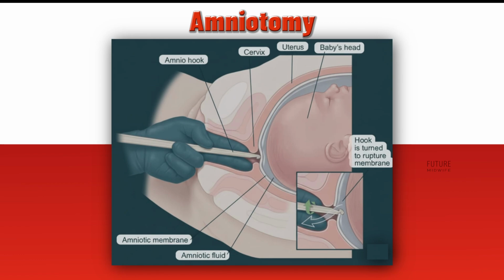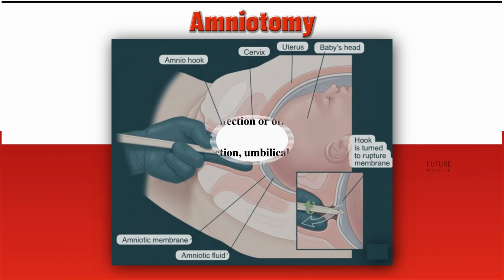This rupture releases the amniotic fluid, which increases prostaglandin in the uterus and can stimulate contraction or enhance existing contraction. After rupture, the fluid flow is monitored. The baby's heart rate and uterine contraction are closely observed to ensure well-being and effective labor progress. Amniotomy can be done alone or combined with oxytocin infusion to induce or augment the labor.